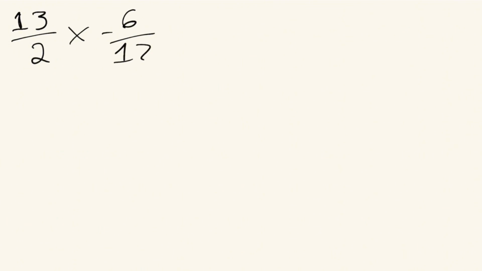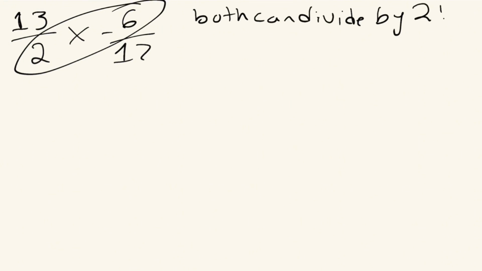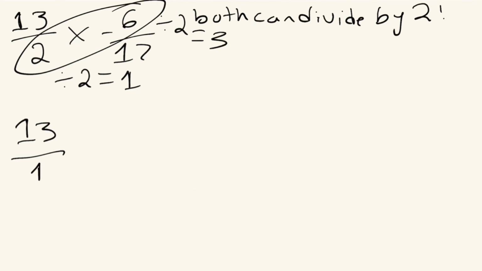Another way we can do this is to cross simplify. So we're going to keep our keep, change, flip problem here. And we're going to look across here. We're going to be like, oh, 2 and 6, they are factors of each other. They can be simplified by each other. So both can be divided by 2. So 2 divided by 2 is 1, and 6 divided by 2 is 3. So now we have a new equation, 13 over 1 times negative 3 over 17.